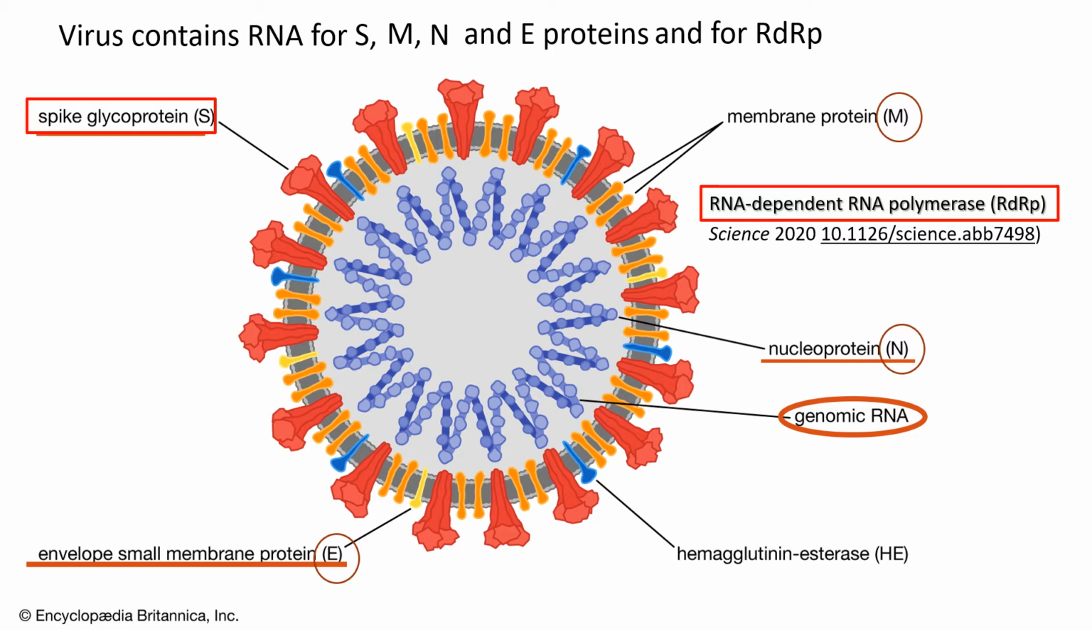polymerase, if there's an antiviral that can tackle that particular protein and denature it or prevent it from being able to produce more RNA, even if the virus gets in the host cell, if the antiviral treatment can interfere, then the virus cannot replicate. So these two are very important proteins for potential targets for treatment.